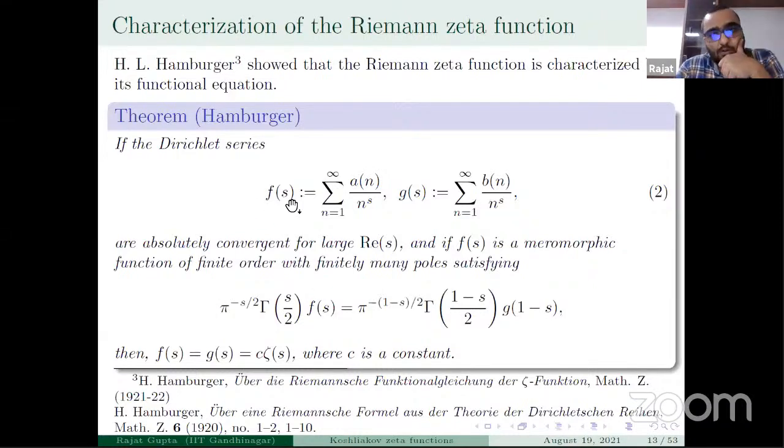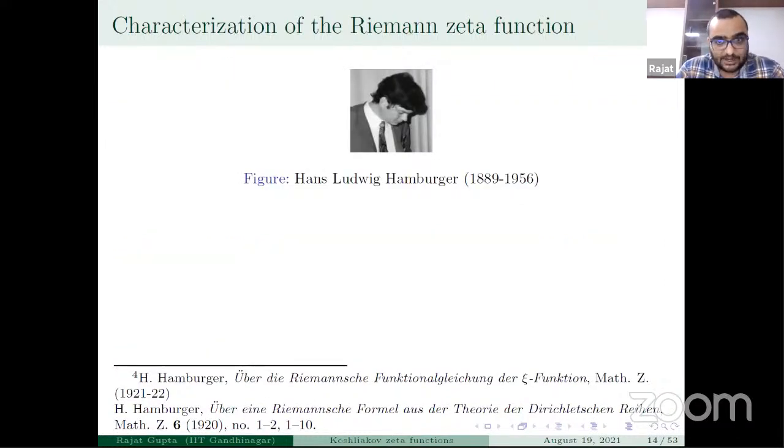Hamburger actually gave a theorem, and in the theorem he showed that the Riemann zeta function can be characterized by its functional equation. So he showed that if you have two series f and g, which are absolutely convergent for real part of s, and f is a meromorphic function of finite order with finitely many poles satisfying this functional equation, then f and g have to be a constant multiple of the Riemann zeta function. And here's a picture of Hamburger.